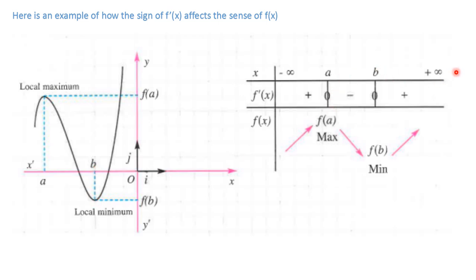So in this function, we have a maximum and a minimum. The maximum is at A, with value f of A, as you can see here, and the minimum is at B, with value f of B. So when the function is increasing, the derivative is positive. When the function is decreasing, the derivative is negative.